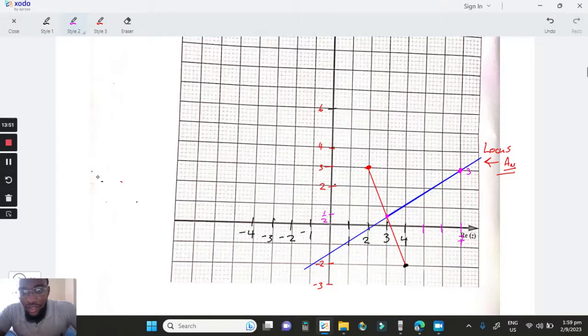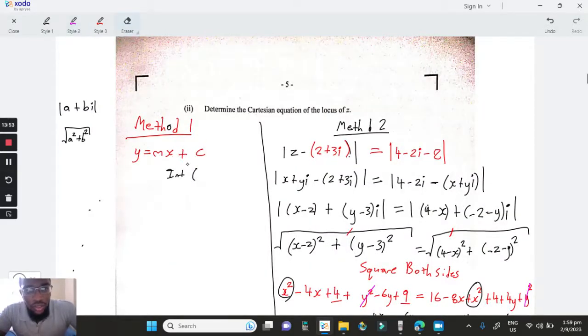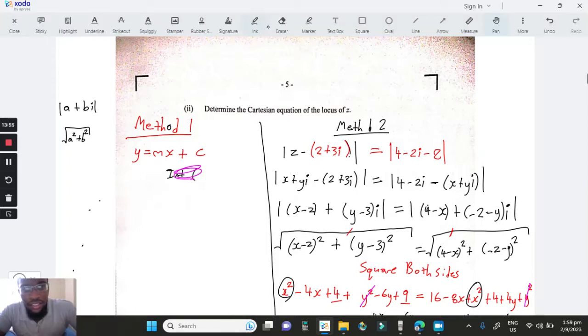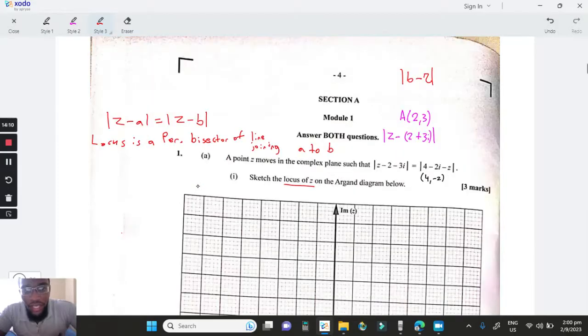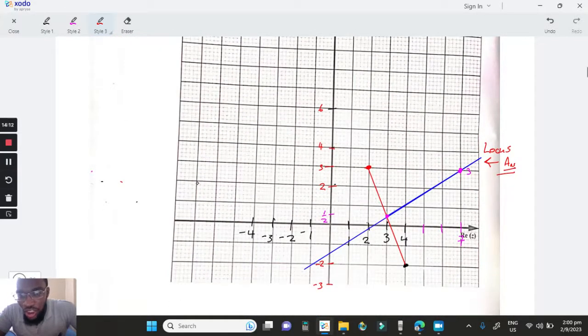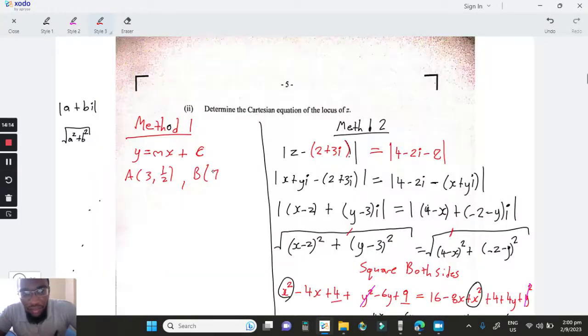So in that case, now we have 2 points. This is if you wanted to do it from your sketch to determine the Cartesian equation of the locus, which I wouldn't recommend. I would recommend knowing method 2. So we have point A, which we say is 3.5, and we have point B, which we say is 7, 3.